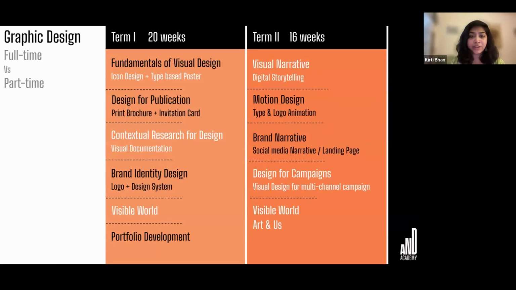Similarly, there is icon design and contextual research for design, where visual documentation is happening. I will be sharing some work with you, but just to note, everything marked in white is something extra that we do in graphic design full-time. The rest, both courses do the same things, with a little bit more detail and depth in full-time.